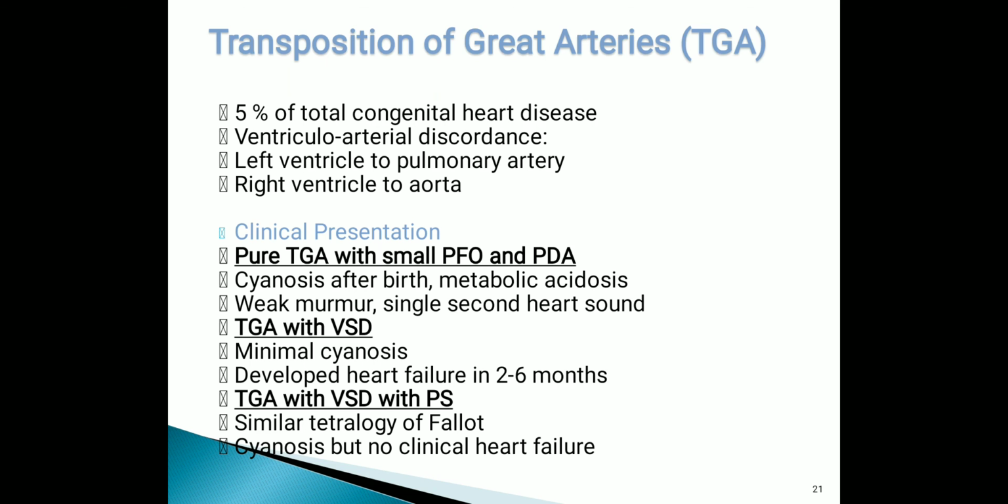Transposition of great arteries: 5% of total congenital heart disease, ventricular arterial discordance, left ventricle to pulmonary artery, right ventricle to aorta. Clinical presentation: pure TGA with small PFO and PDA, cyanosis after birth, metabolic acidosis, weak murmur, single second heart sound. TGA with VSD, minimal cyanosis, developed heart failure in 2 to 6 months. TGA with VSD with PS, similar to tetralogy of Fallot, cyanosis but no clinical heart failure.